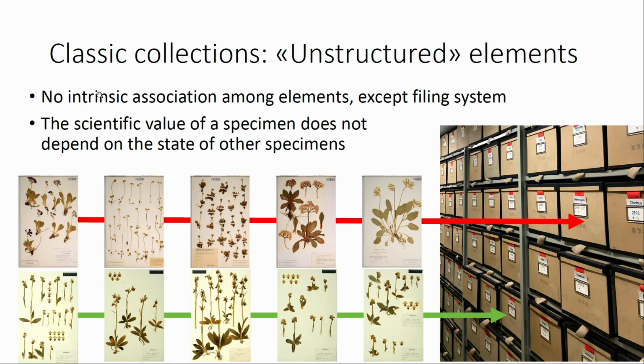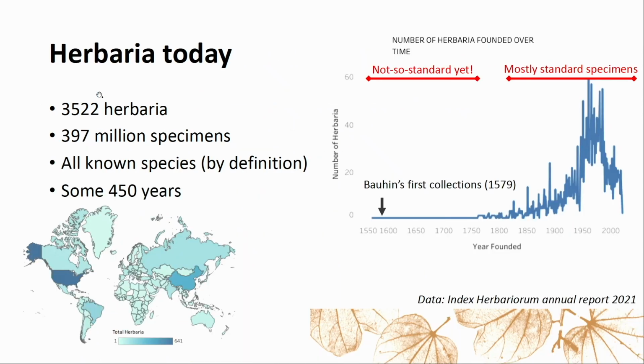So classic collections of these standard specimens are unstructured elements. There's no intrinsic association among elements beyond the filing system. These are primulas, so they go in one box. These are orchids, they go in another box. Simple as that. And it also means that the scientific value of one specimen does not depend on the content of other specimens. That sounds very esoteric and irrelevant and obvious, but it becomes important in a minute.